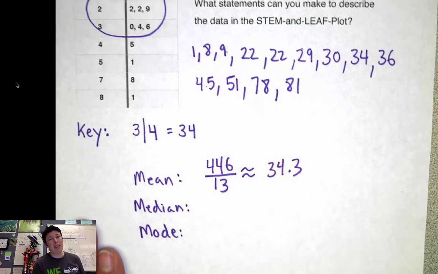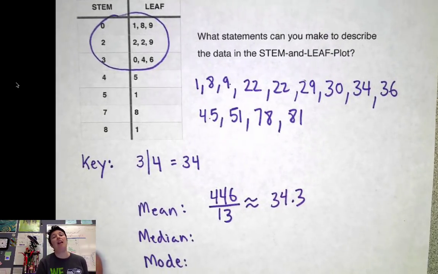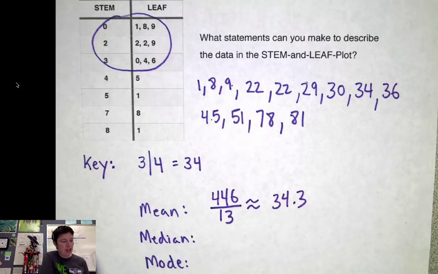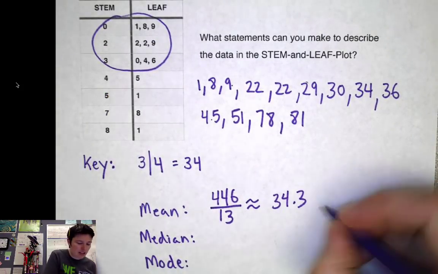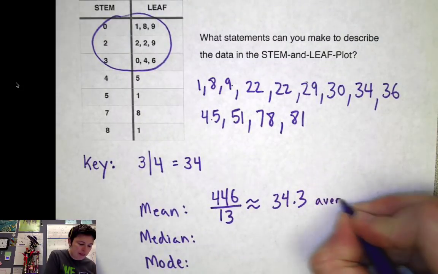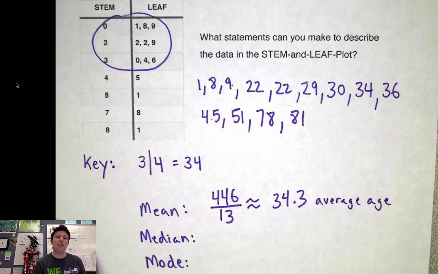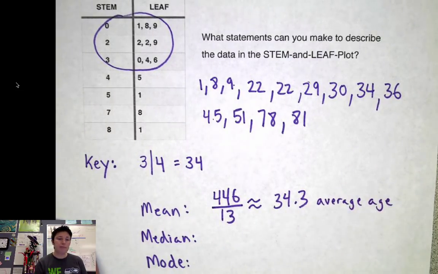And that really makes a lot of sense to me, actually. It's saying, hey, the average age of a person is 34 years old at this reunion. And if you look at your stem and leaf plot, that kind of makes sense. So this is the average age of somebody at this family reunion. Median and mode are going to be quicker.